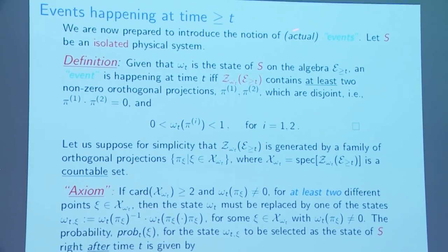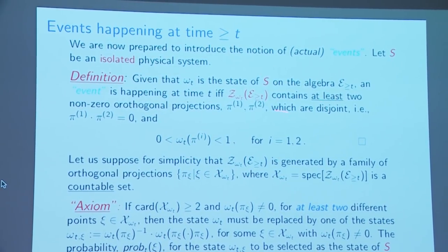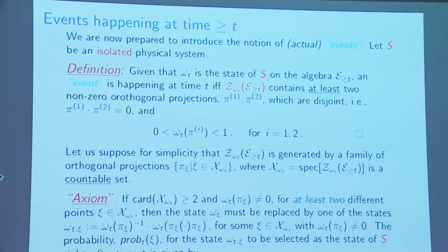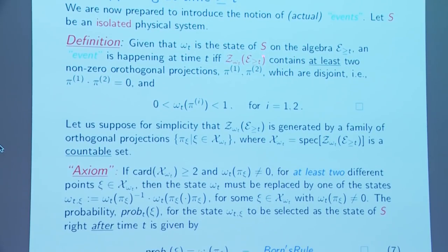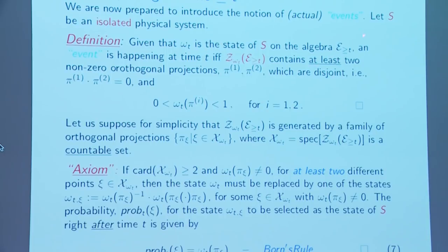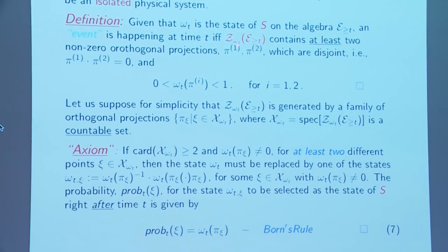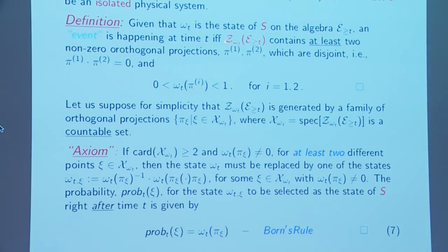So now we are prepared to introduce the notion of what an actual event is. Again, let S be an isolated open physical system. Here is a definition. Given that the state omega t is the state of S on the algebra E greater or equal to t, an event is happening at time t or later if the center Z sub omega t contains at least 2 non-zero orthogonal projections, pi 1 and pi 2, that are disjoint and that have a strictly positive expectation value with respect to omega t.